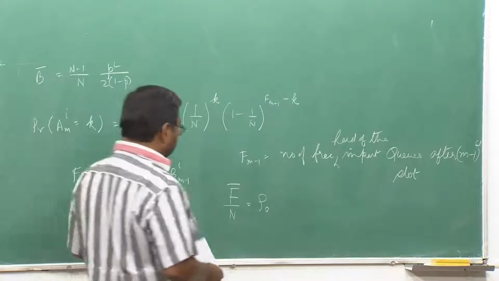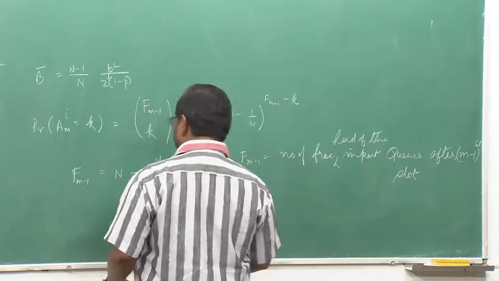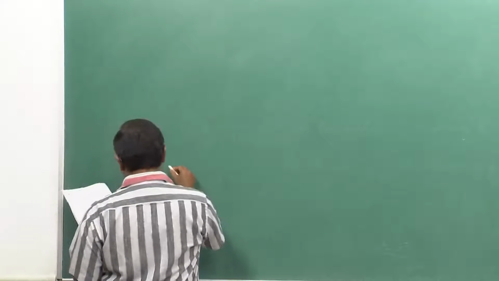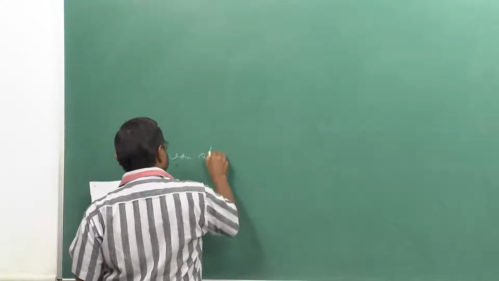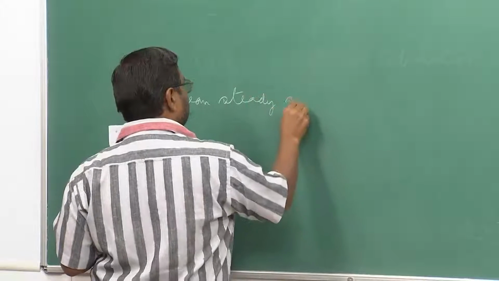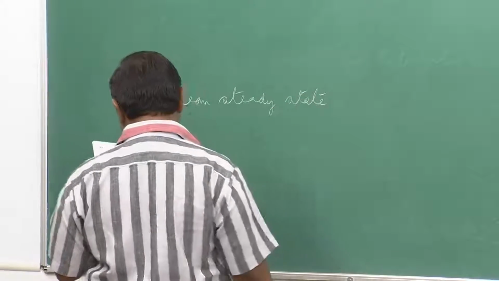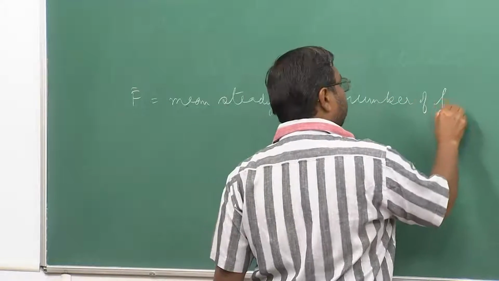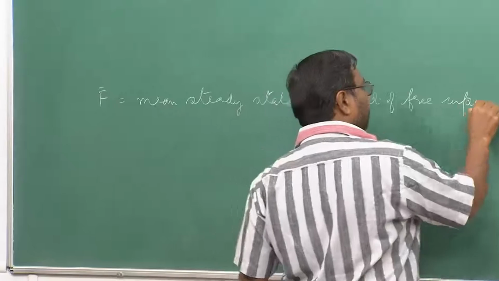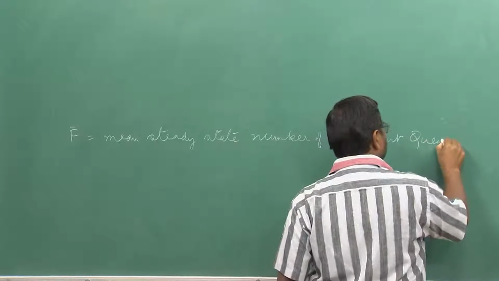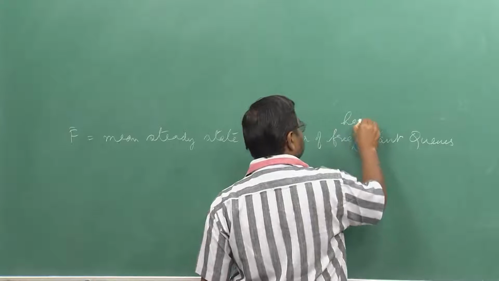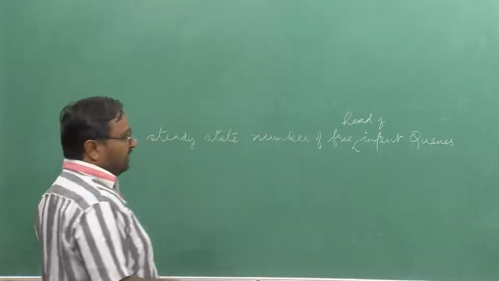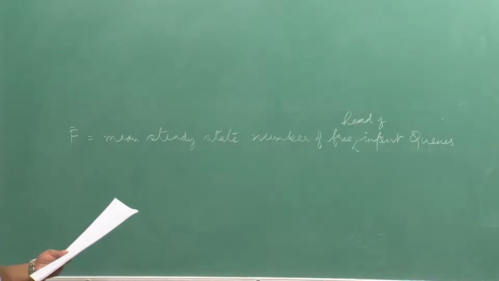So the f bar can be expressed as, let me write it here, this is a mean steady state number of free input queues, free, I think, heads of input queues. So that is the f bar. So rho naught actually will be given by this.